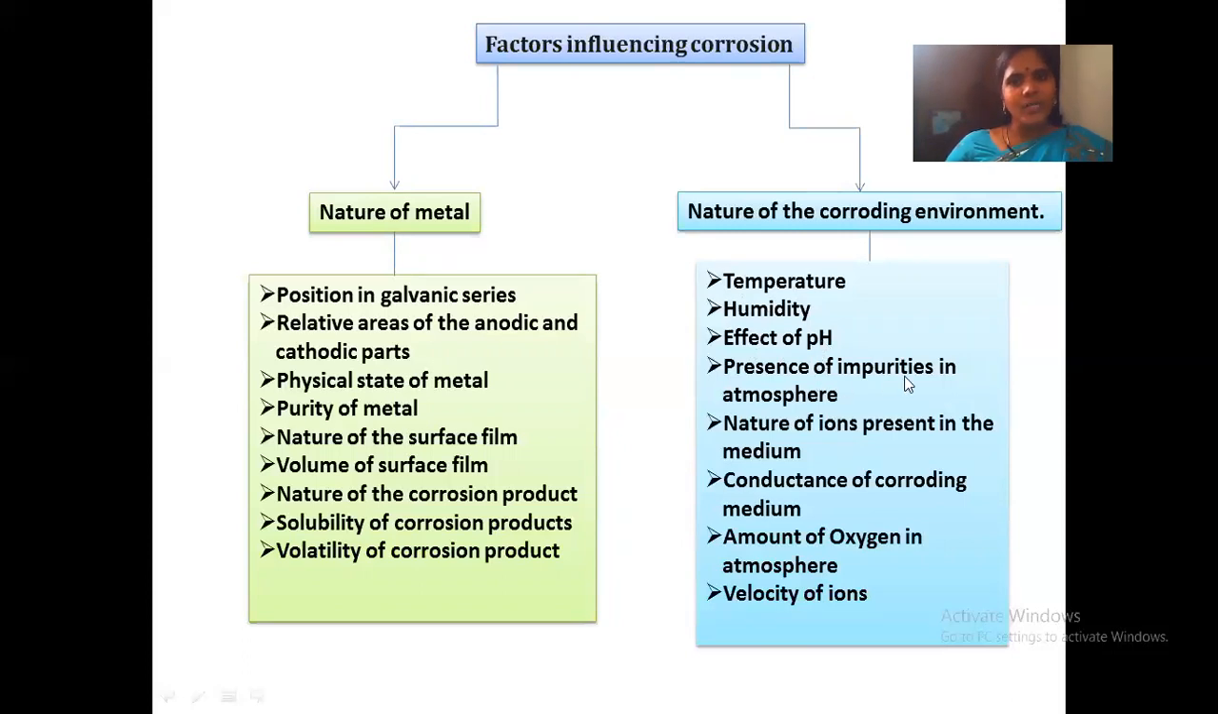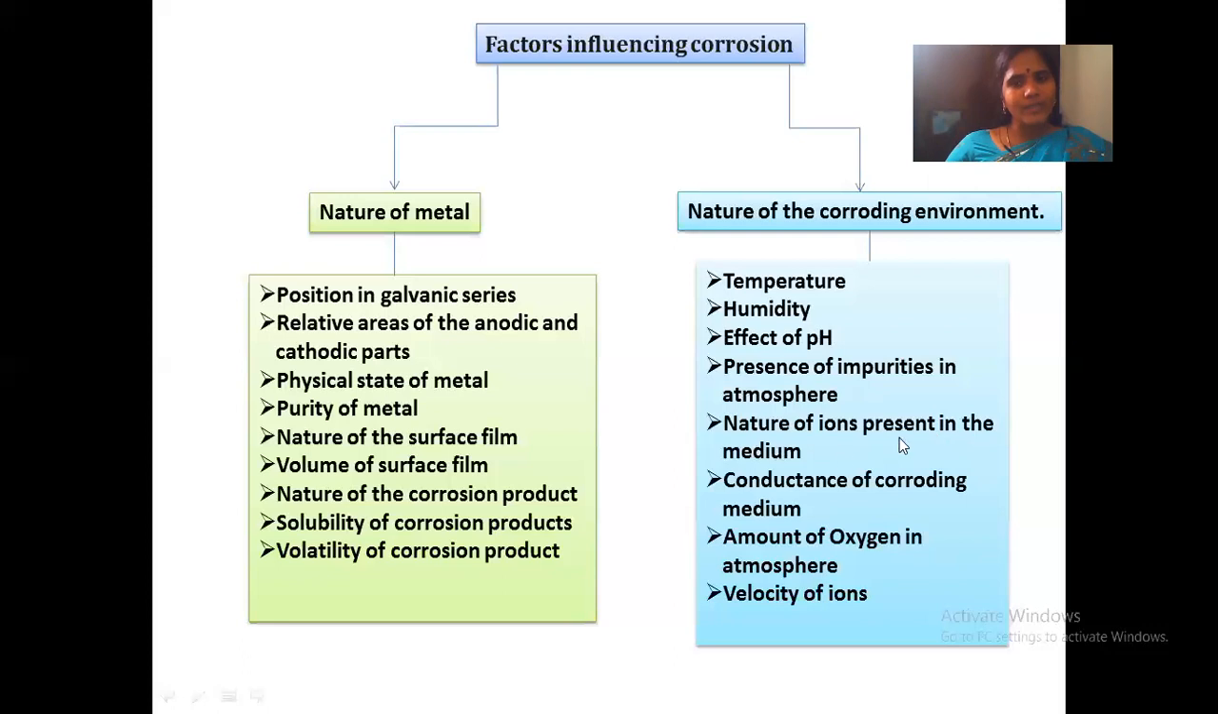The presence of impurities in the environment. Here the impurities can be suspended or gaseous. Suspended impurities can hold the atmospheric gases, which may lead to contact with our metal surface and further increase the corrosion rate. Even the gases, with more impurities in the form of carbon dioxide, sulfur oxides, chloride, chlorine, may increase the corrosion of our metal.